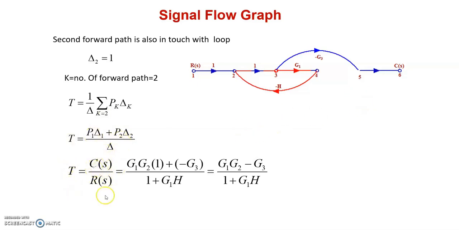So C of S by R of S is equal to, you substitute this P1 and delta 1: G1, G2 times 1, plus minus G3 times delta 2, again 1, divided by delta, which is 1 plus G1H. Simplifying this, the final answer is G1, G2 minus G3 divided by 1 plus G1H. This is the final transfer function for the given block diagram model.